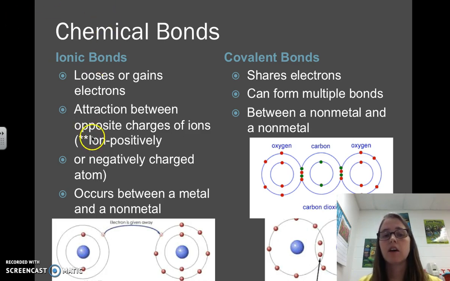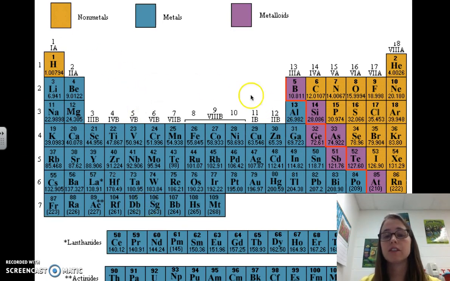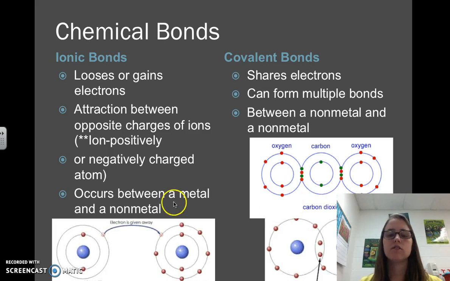And ionic bonds only happen between metals and nonmetals. So when you're looking at this, if you see the first one in the metal area and the second one in the nonmetal area, you know an ionic bond has formed between them. And so you can kind of picture how this went. One gave it to the other, one became positively charged, one became negatively charged, and they attracted together.